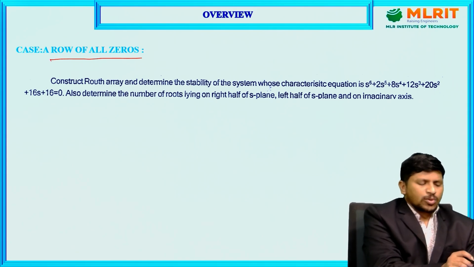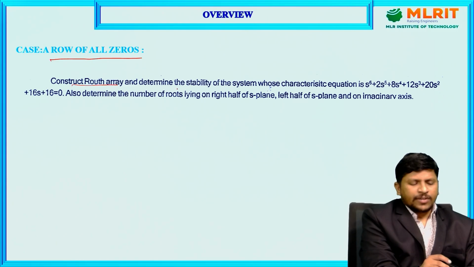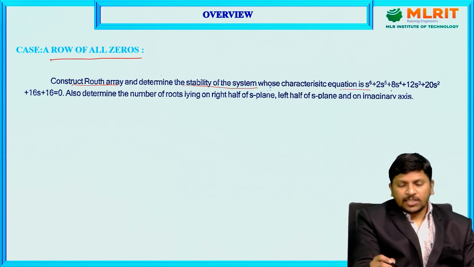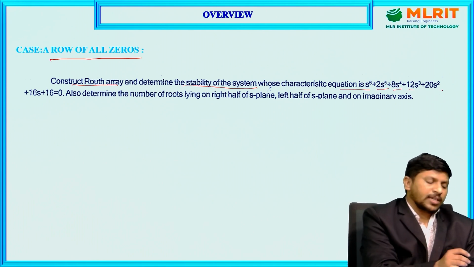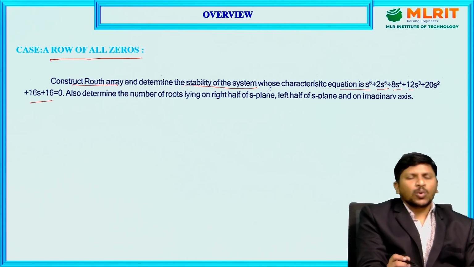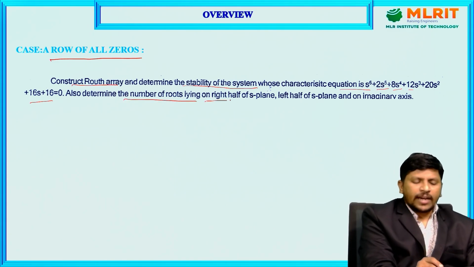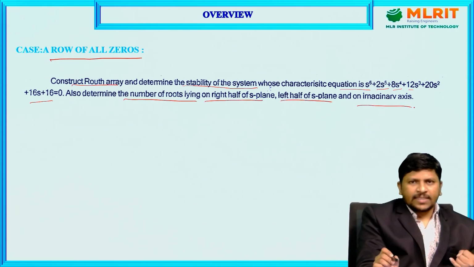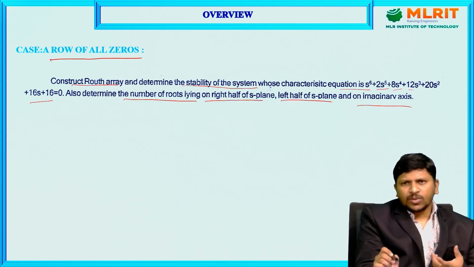Read this question: construct the Routh array and determine the stability of the system whose characteristic equation is s power of 6 plus 2 s power of 5 plus 8 s power of 4 plus 12 s cube plus 20 s square plus 16 s plus 16 equals 0. Also determine the roots lying on the right half of the S plane, the left half of the S plane, or the imaginary axis: right side, left side and imaginary axis, all root locations.